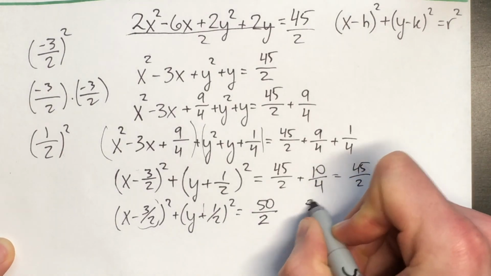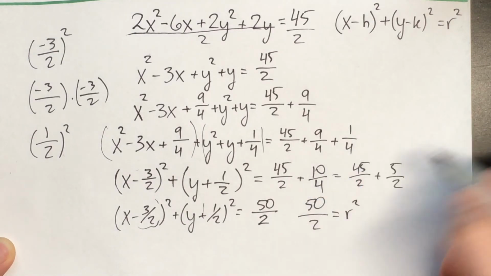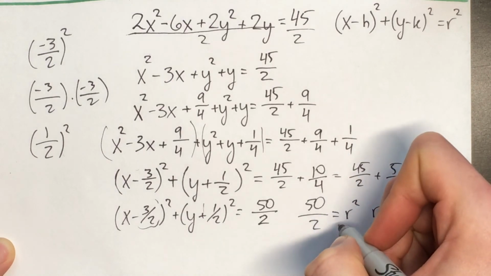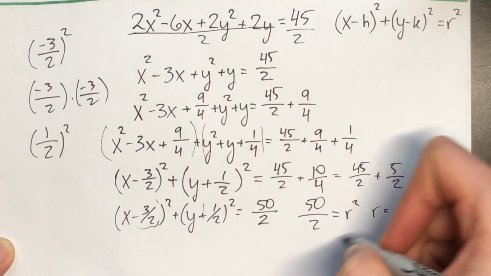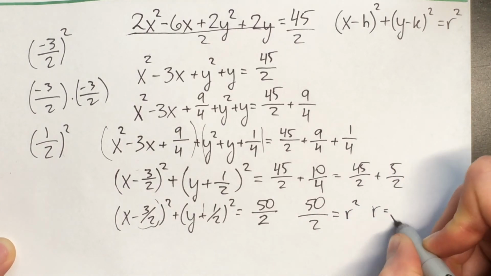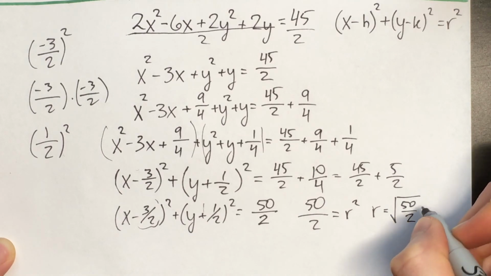We know that 50 over 2 from our formula is equal to r squared, right? So then take the square root of both sides. Your r is equal to, when you take the square root, you need to do a plus or minus, technically, but we can't have a negative radius, so we don't even need to worry about the negative value. So r is just equal to the square root of 50 over 2.